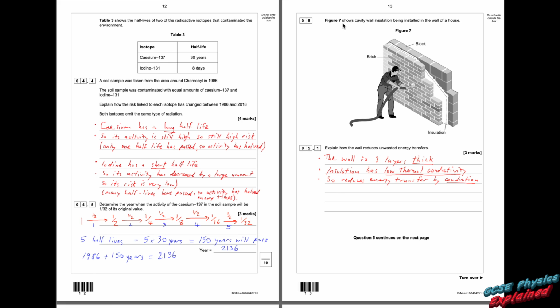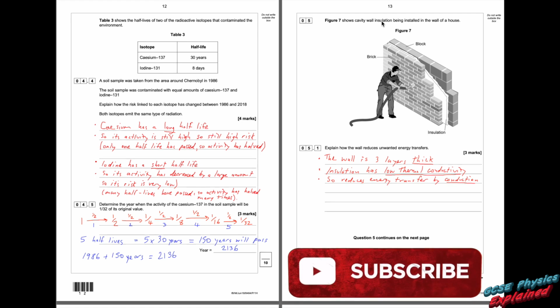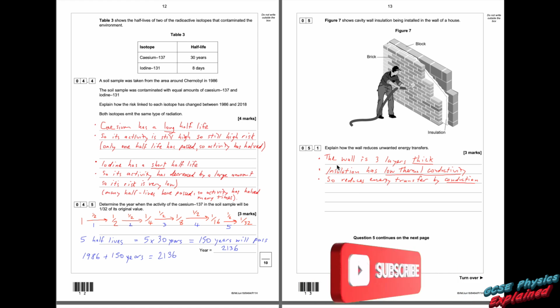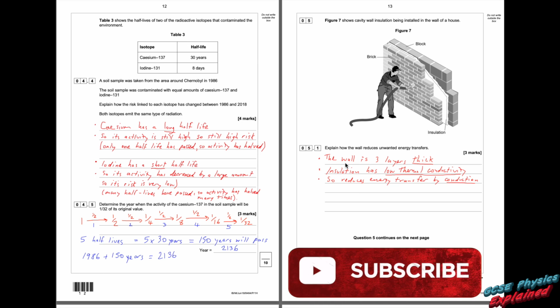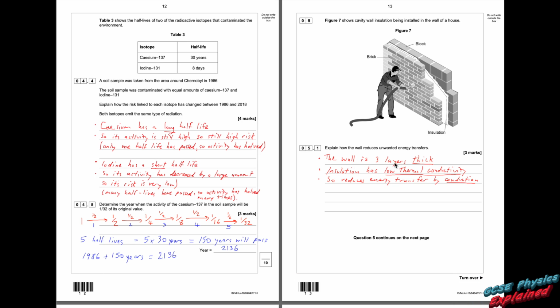Next question. Figure 7 shows cavity wall insulation being installed in the wall of a house. Explain how the wall reduces unwanted energy transfers. So when it comes to insulation, the wall needs to be nice and thick, really. So you've got a nice thick layer of insulation. Insulation's got a low thermal conductivity, so it reduces the energy transfer by conduction. Don't need to talk about convection and radiation in this case, it's only worth 3 marks.